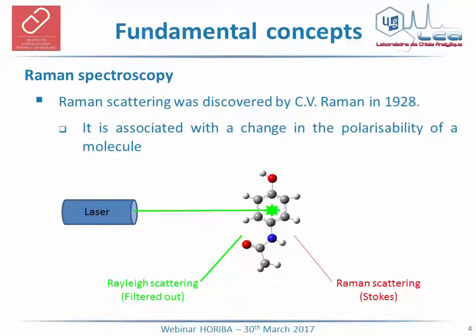In 1928, Sir Raman and Krishnan observed a shift in the wavelength of a very small part of the radiation scattered off from molecules exposed to a monochromatic light. The discovery of this phenomenon of inelastic scattering of light, known as the Raman effect, was awarded in 1930 with the Nobel Prize in Physics. It is associated with a change in the polarizability and vibrational excitation of molecules. As illustrated on this slide, 2 phenomena can occur: Rayleigh scattering, which is non-informative and filtered out, and Raman scattering, which is informative on the molecule.